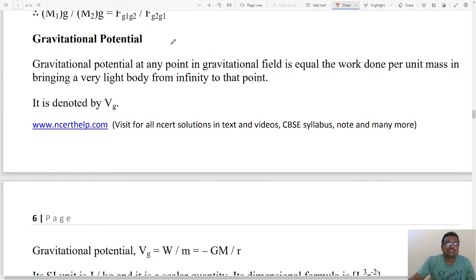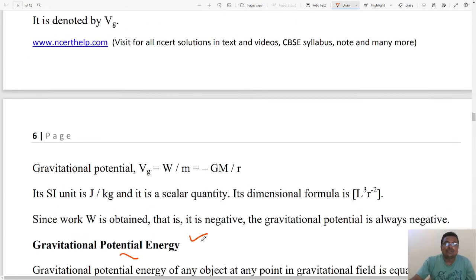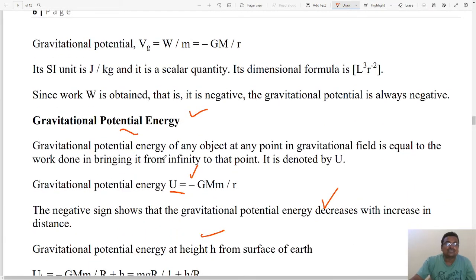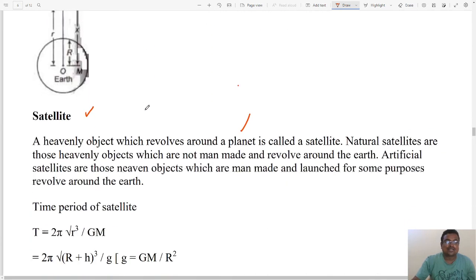Gravitational potential means the amount of work done per unit mass in bringing a light body from infinity to another point. Next definition is gravitational potential energy. The gravitational potential energy at any point is equal to the work done in bringing it from infinity to that point. That is represented by U, equal to GMm by R, where G is the gravitational constant, M is the mass of the earth, m is the mass of the object, and R is the distance between them. So that is the formula.